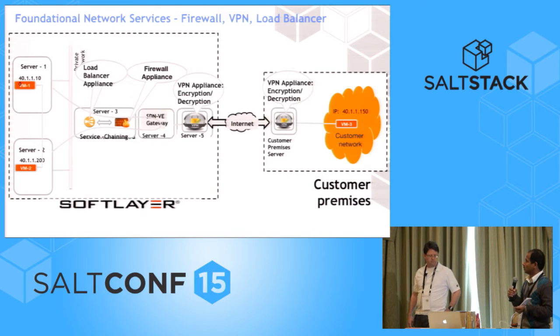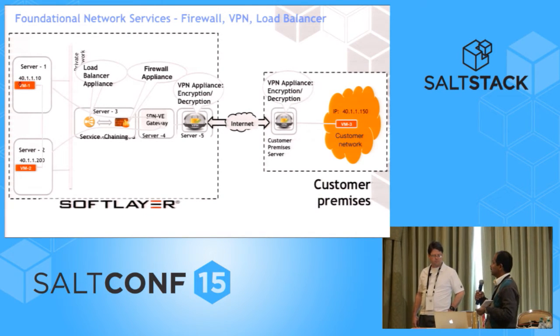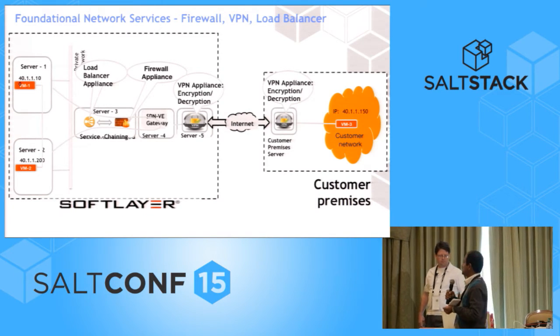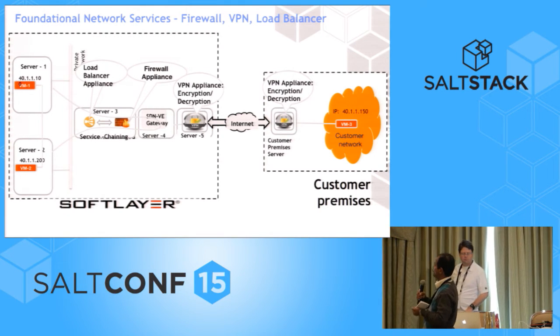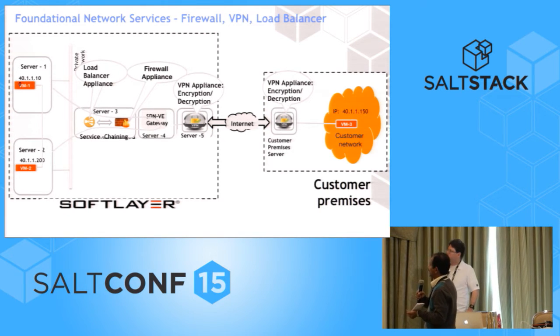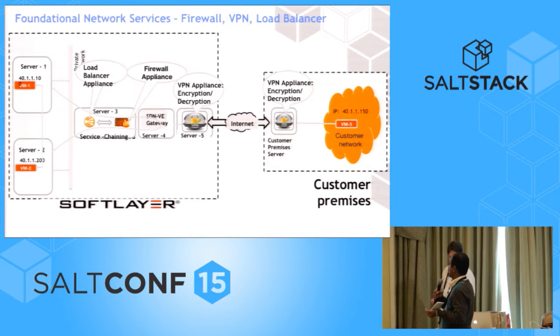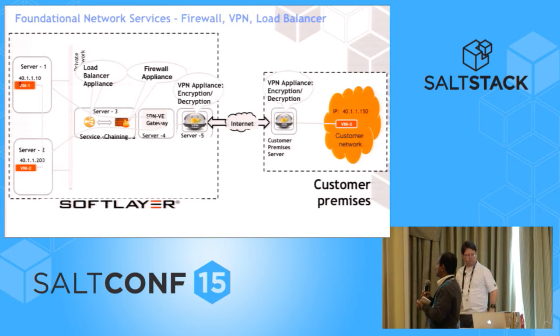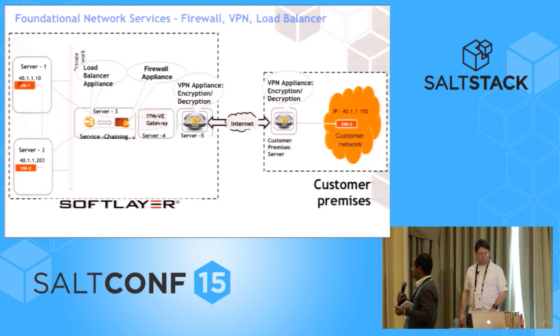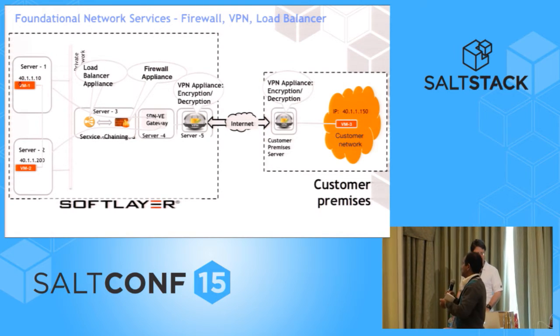So this slide is about the foundational services we have. Again, you can see the customer network being extended into the SoftLayer, where the customer network has a 40.1 network, and we have a VPN tunnel. It goes through the VPN tunnel, and then we have service chaining in place where the firewall inspects and analyzes the packets and then gives the access privileges.